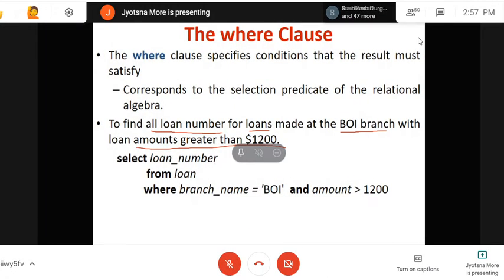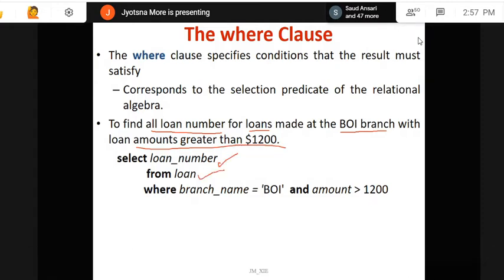Select loan number, as we require only this attribute, from the table loan, where branch name is equal to BOI, as they have specified only that particular branch, and also the amount condition. So and is required, not or. We require both conditions to be satisfied, then use the keyword and. If any one of the conditions is satisfied, that is okay, then use or. This is the way you use a where clause to specify the condition. It will check according to the condition, and only if it is satisfied will you get that loan number.